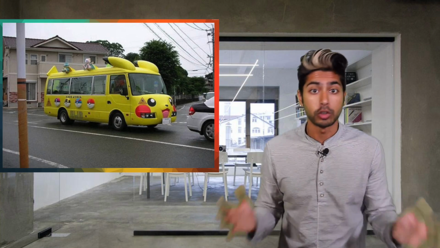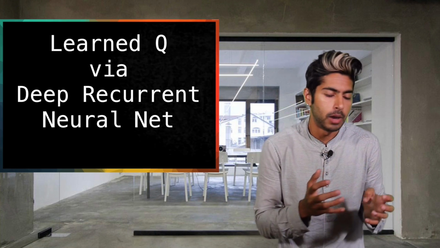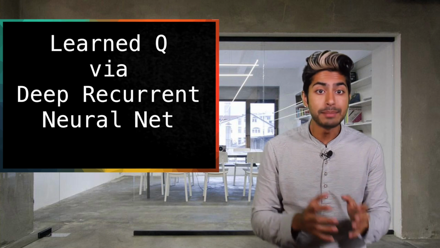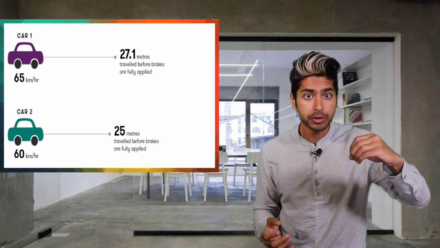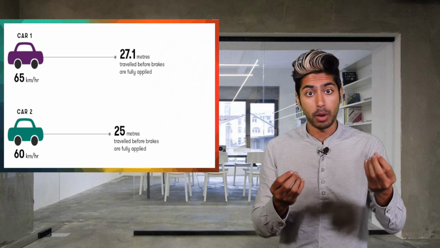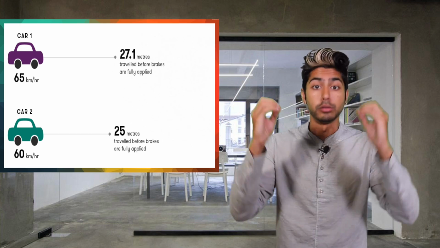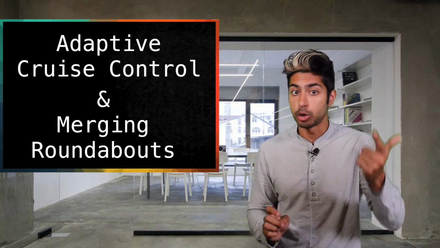But it can be super hard to learn Q in an environment as dynamic as roads with multiple cars. It's not just a problem of predicting your own car's actions, you have to be able to predict other cars' actions as well. So to solve this problem of learning Q, they used a deep recurrent neural network to learn a policy. And the input to the neural net was a vector that contained both the predictable part, the speed of the car, and an unpredictable part, the speed of other cars, so it could learn from both. They applied it to just two features, adaptive cruise control and merging roundabouts.